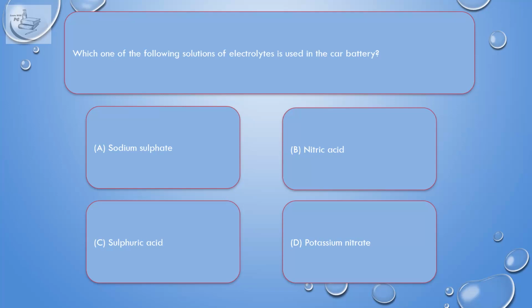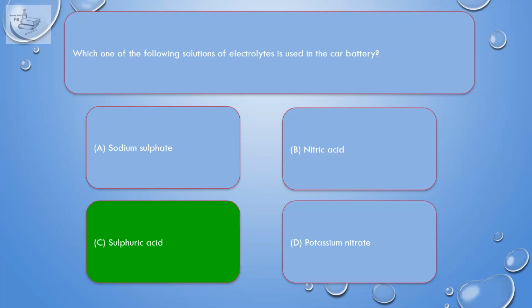Question: which one of the following solutions of electrolytes is used in the car battery? A. sodium sulfate, B. nitric acid, C. sulfuric acid, D. potassium nitrate. Correct answer is C. sulfuric acid.